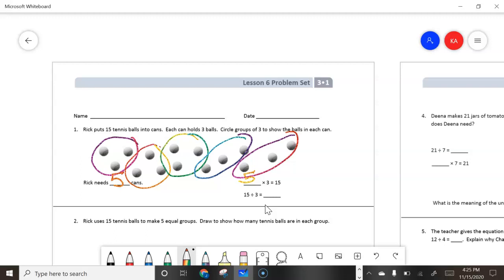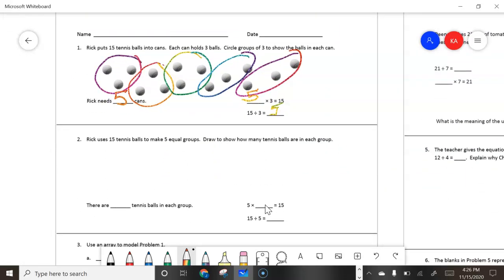I also know the division problem is backwards multiplication, which is 15 tennis balls divided into groups of 3 equals 5 cans of tennis balls. Okay, if you need to pause the video right now to go back to your answers on Kami, this would be a great time.